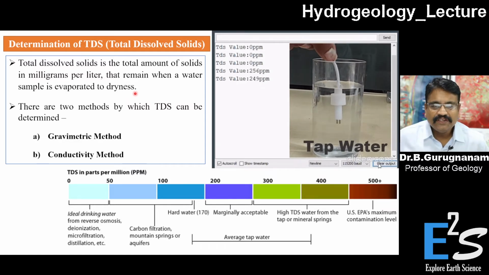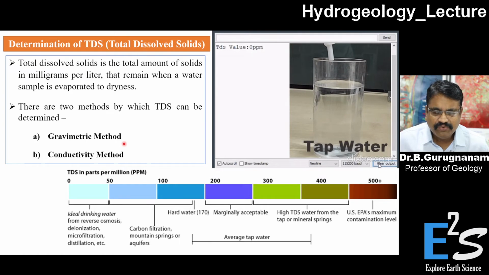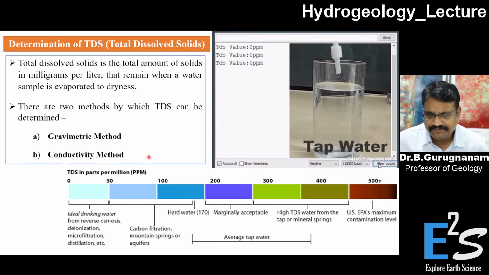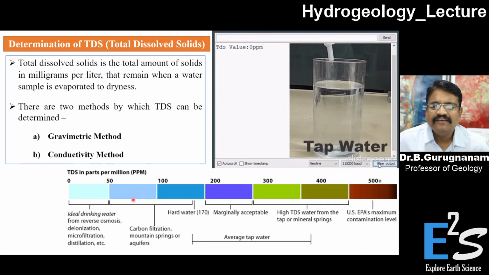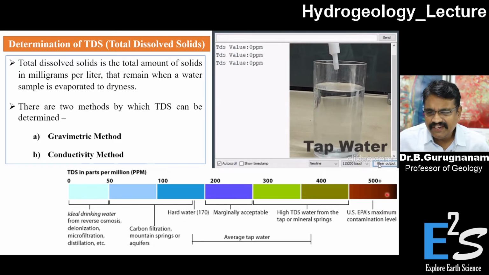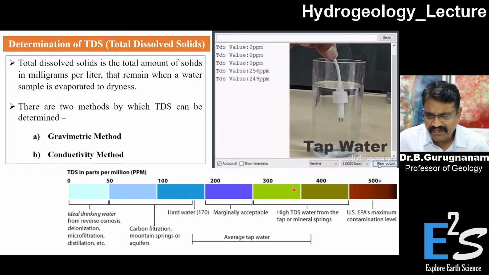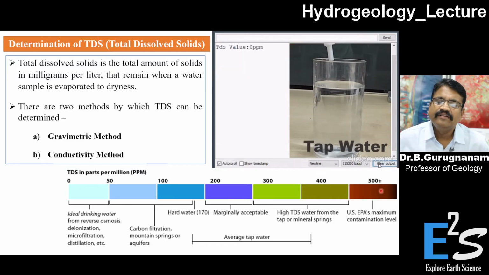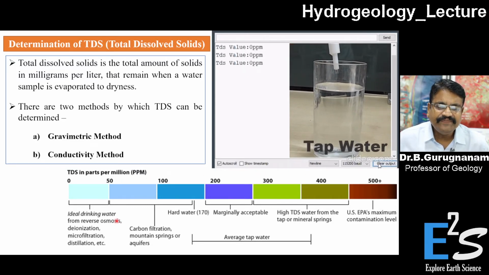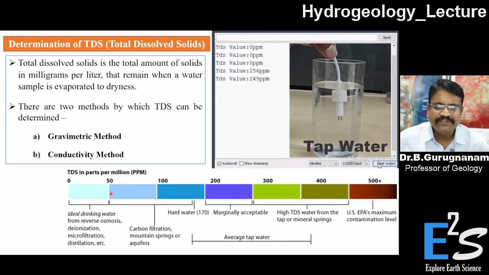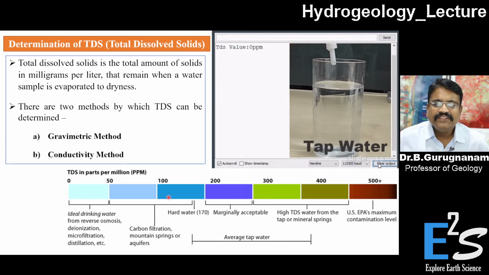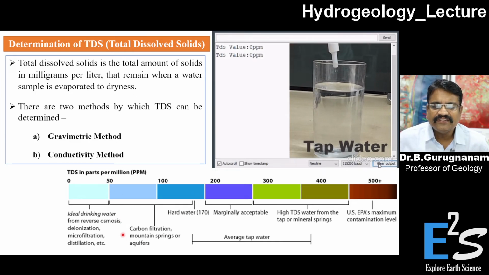There are two methods by which TDS can be determined: one is gravimetric and the other is conductivity. TDS is always represented in parts per million, and this is the TDS scale from 0 to 50, and it goes up to 500. Normally it is classified that it is ideal for drinking purposes if it is less than 50. If it is near 100, it needs carbon filtration.